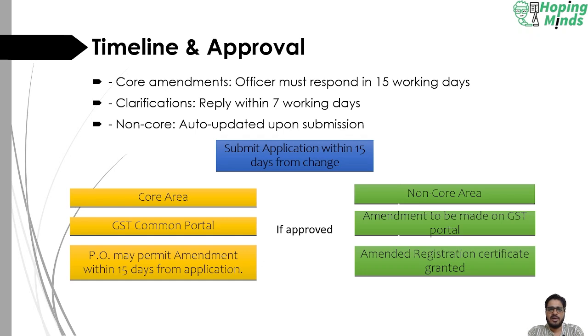Timeline and approval. For core amendments, the officer must respond within 15 working days. That is, the officer must either approve the application within 15 days or, if he finds any deficiency in the information furnished or the documents uploaded, he can issue a notice, and the taxpayer must respond to the notice within 7 days. Non-core fields are auto-updated upon the submission of the application form.